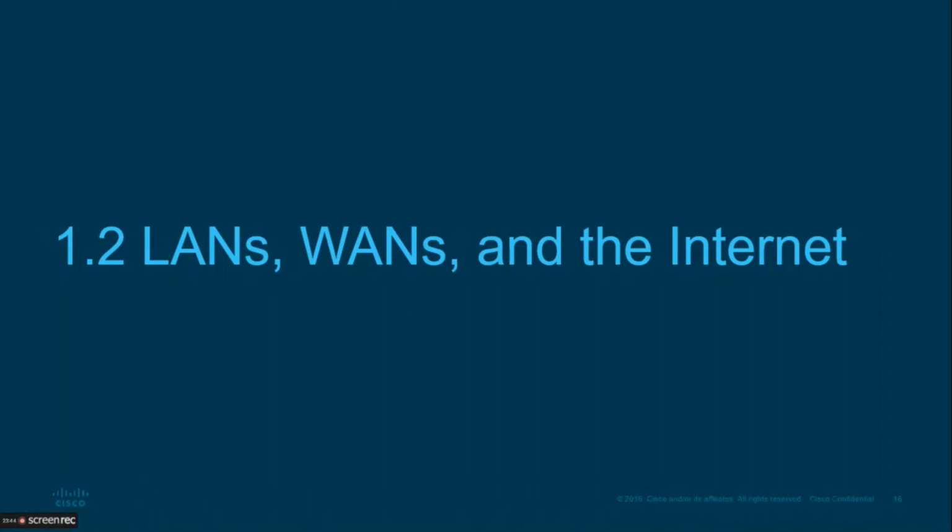Types of networks: we've got LAN, we've got WAN, and the internet. LAN is local area network.